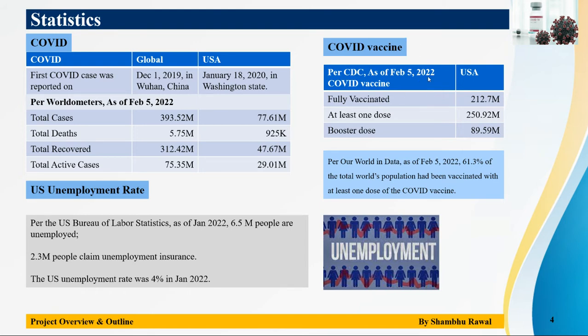Per CDC as of February 5, 2022, 212.7 million people are fully vaccinated in the USA. That means they got both doses of the Pfizer or Moderna vaccine, or one dose of Johnson and Johnson. 250.92 million people in the USA got at least one dose of vaccine. 89.59 million people got a booster dose in the USA. Per Our World in Data, as of February 5, 2022, 61.3% of people all over the world got at least one dose of the COVID vaccine.